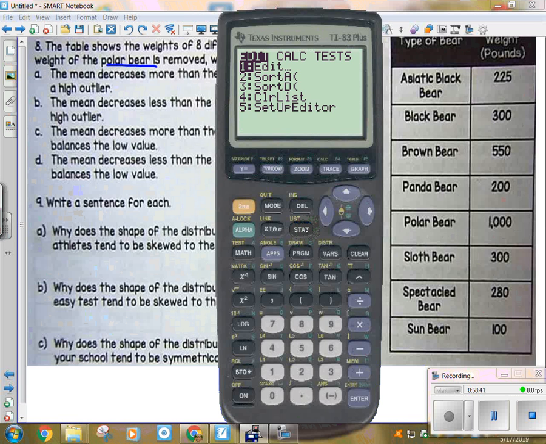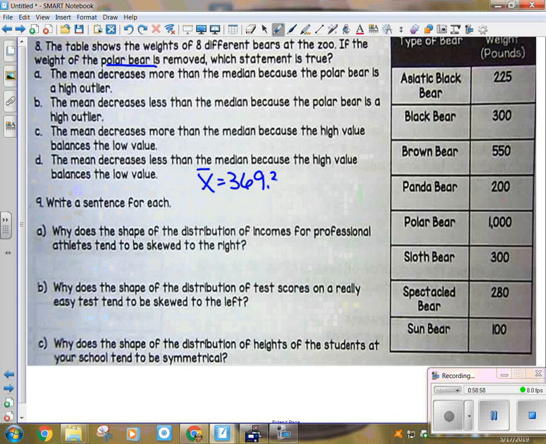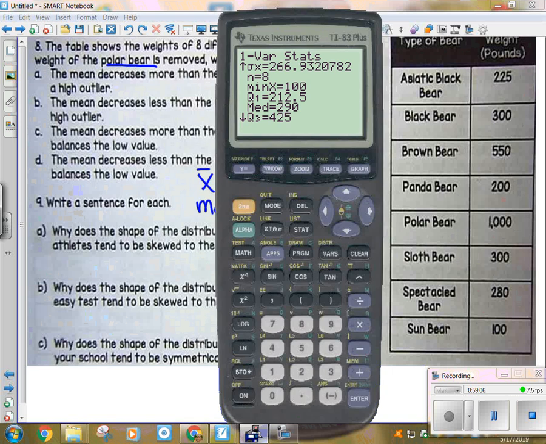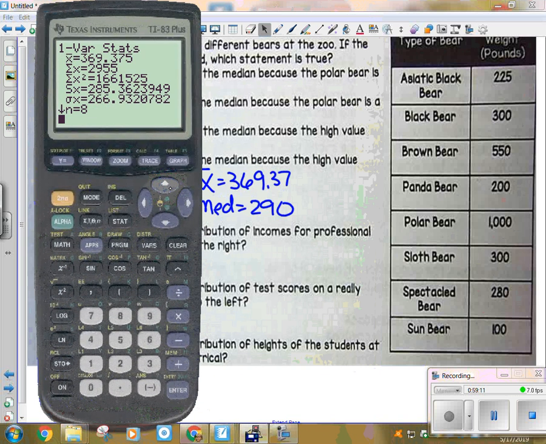It looks good. So stat, calc, number 1, press enter. The mean is 369.37, and the median is 290. Let me double check that those numbers are correct. 290. Yeah, 369.37. That looks good. So I guess it could round to 369.38.